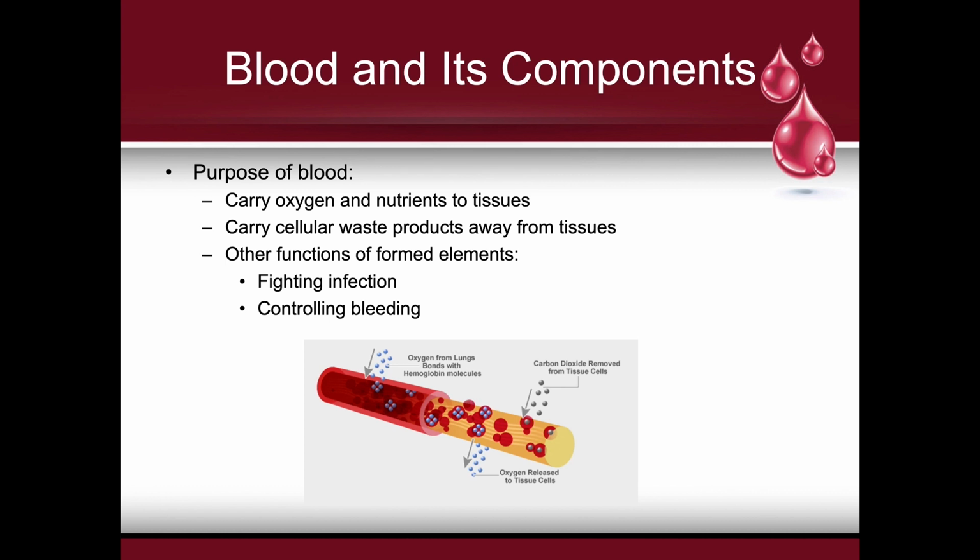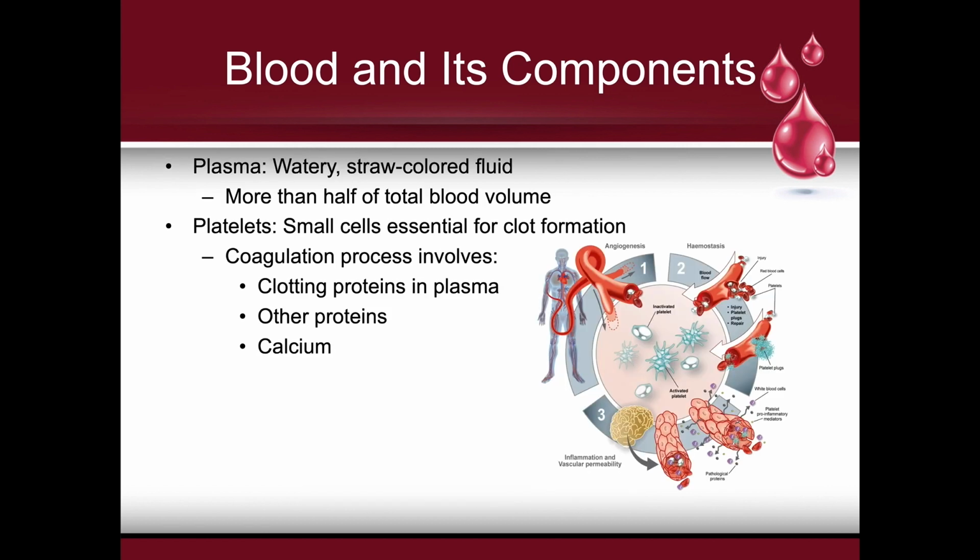The purpose of the blood is to carry oxygen and nutrients to the tissues. It carries cellular waste products away from the tissues. And there are other functions of formed elements, of course. We know that white blood cells fight infection, and we know platelets help control bleeding. Of course, there's electrolytes in the blood and all of the fun stuff.